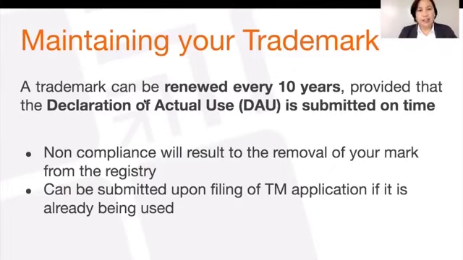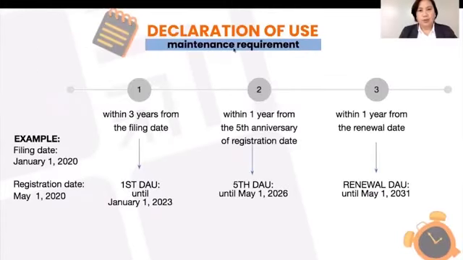You have to file the declaration of actual use. The declaration of actual use is a maintenance requirement, and should be submitted on time. Non-compliance will result to the removal of your mark from the registry. Okay? So it is a maintenance requirement. So when do you file your declaration of actual use? A declaration of actual use is a proof that you're using your trademark. So it is filed within 3 years from the filing date of your application.